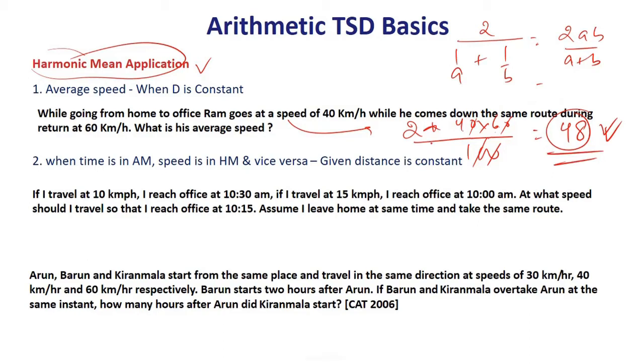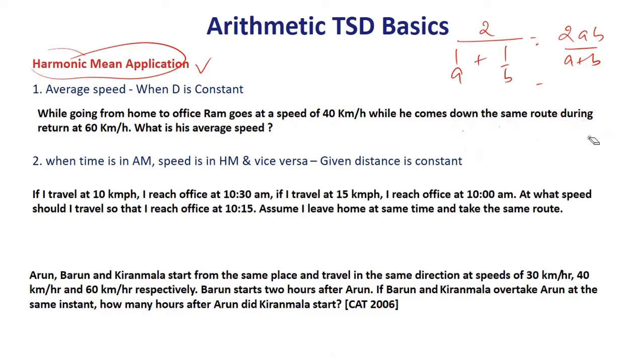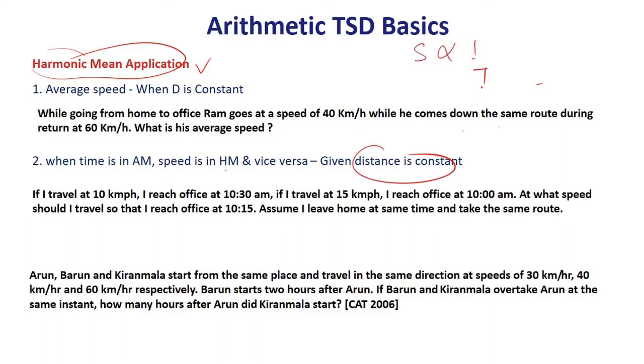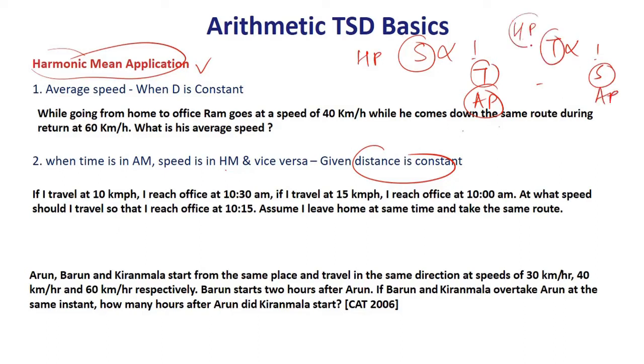That's the first scenario. Second scenario wherein you can use harmonic mean will be whenever time is in arithmetic mean, speed is in harmonic mean, and vice versa. So let's say if the distance is a constant, so then we know that speed is inversely proportional to time, or time is inversely proportional to speed. So if let's say time is in arithmetic mean or arithmetic progression, right, then speed is in harmonic progression, and vice versa. If speed is in arithmetic progression, then time is in harmonic progression. Let's understand this concept and let's apply this.